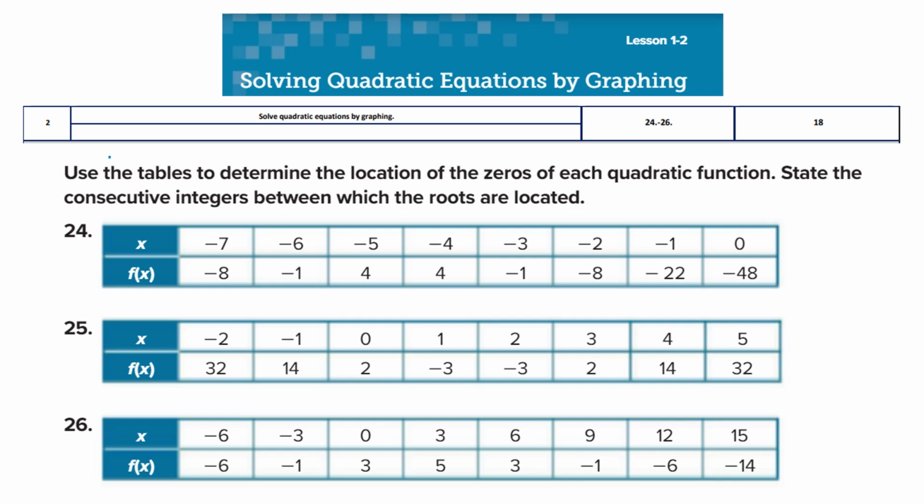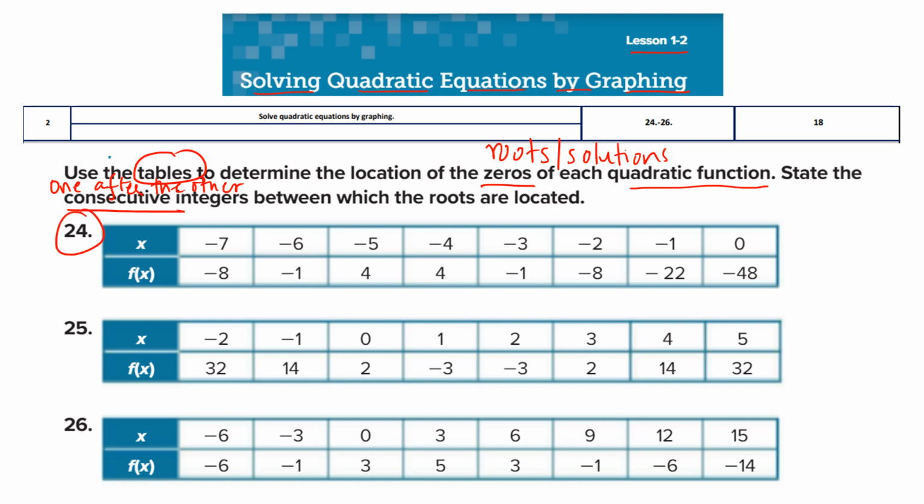Next, we proceed to the next lesson, which is lesson 1-2, solving quadratic equations by graphing. And here we are doing the learning objective: solve quadratic equations by graphing, questions 24 to 26. Use the table to determine the location of the zeros. Zeros means roots, or solutions of the quadratic function. State the consecutive integers between which the roots are located. Consecutive means one after the other. So you have to use the table which is given.